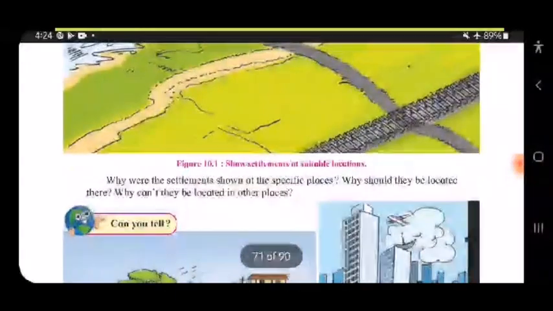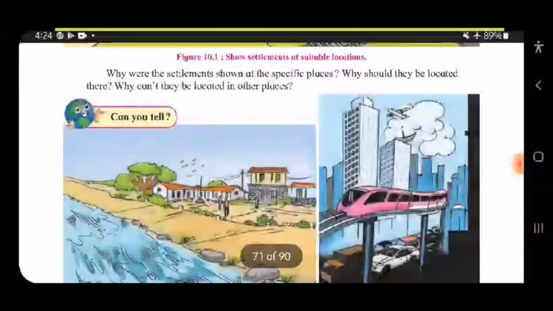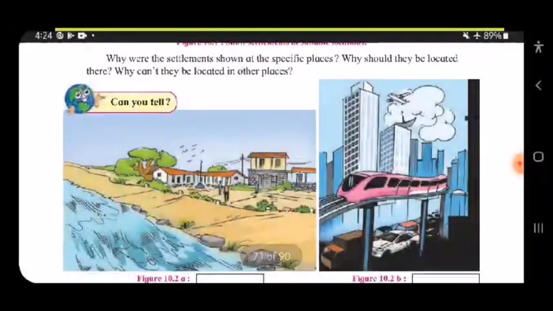Now, here you can see that there are some pictures given to you. Why were the settlements shown at the specific places? Why should they be located there? Why can't they be located in other places?